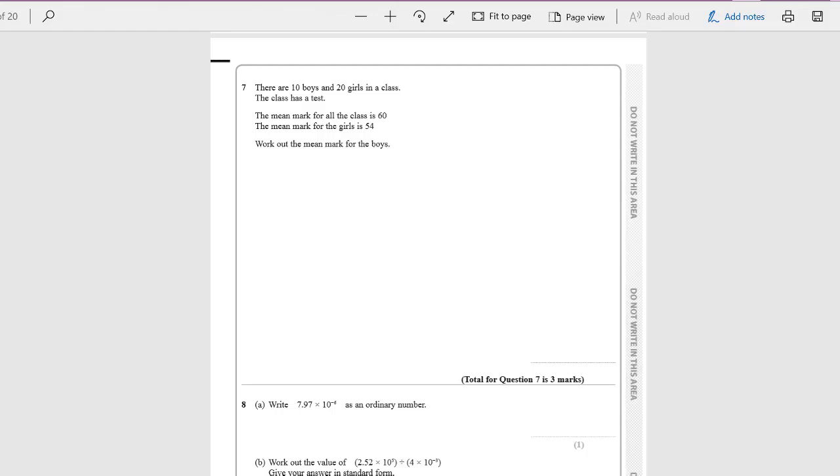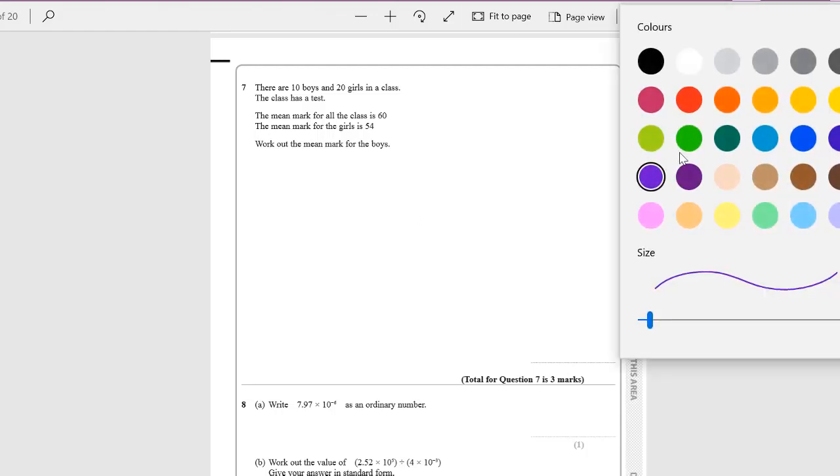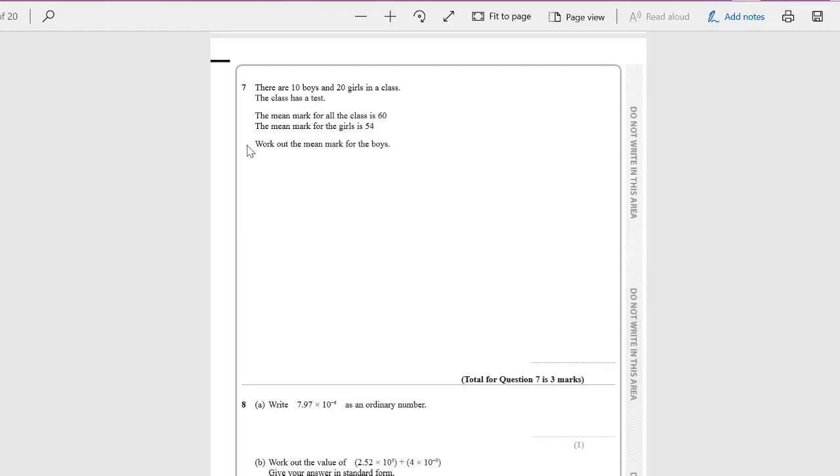Question 7. It says there are 10 boys and 20 girls in a class. The class takes a test. The mean mark for all the class is 60. The mean mark for the girls is 54. Work out the mean mark for the boys.